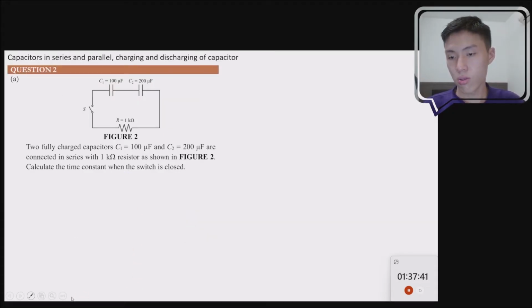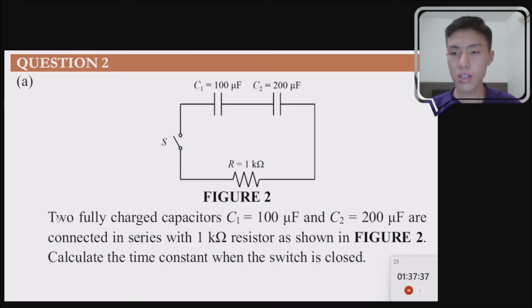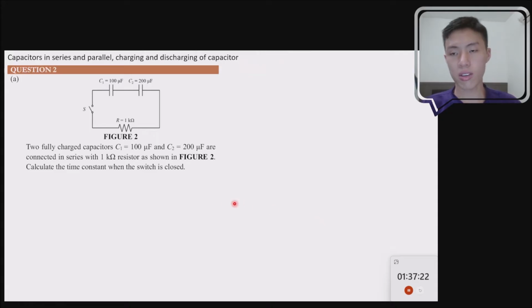Let's try to solve this question here. Two fully charged capacitors C1 and C2 are connected in series with a 1 kilo ohm resistor. So these are two capacitors and one resistor, as shown in figure 2. Calculate the time constant when the switch is closed. So they are asking for the time constant.